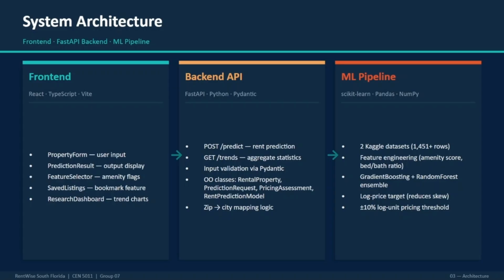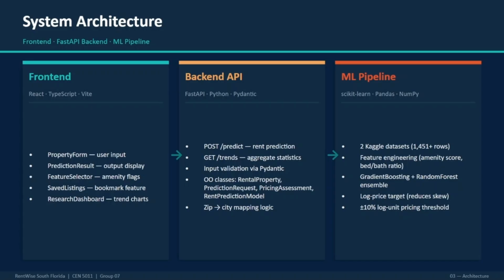The backend API is built with FastAPI, Python, and Pydantic. In this implementation, we decided to go with all Python based in order to eliminate any boundaries between the API and the machine learning pipeline. Our API exposes 2 endpoints, a POST /predict endpoint that receives listing details and returns a rent prediction, and a GET /trends endpoint that returns aggregate market statistics for the research dashboard.